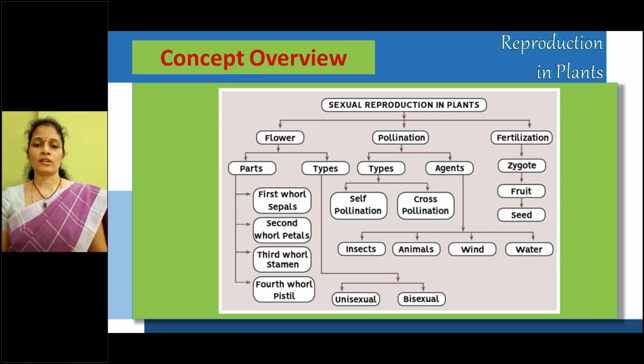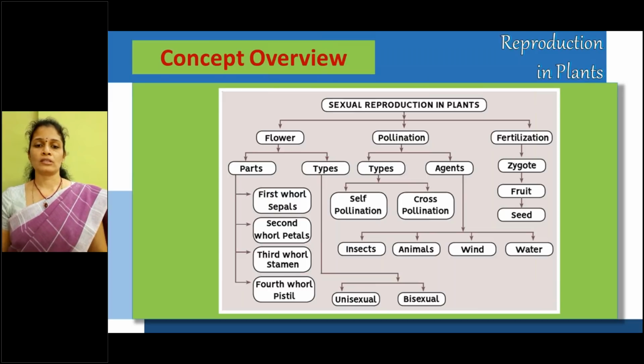And what is the third part, children? It is the stamen. Stamen is the third whorl of the flower and the stamen is the male reproductive part of the flower and it consists of 2 parts, that is filament and anther. Filament is a long tube-like structure and anther is a sac-like structure. It contains pollen grains and the pollen grains contain male gametes.